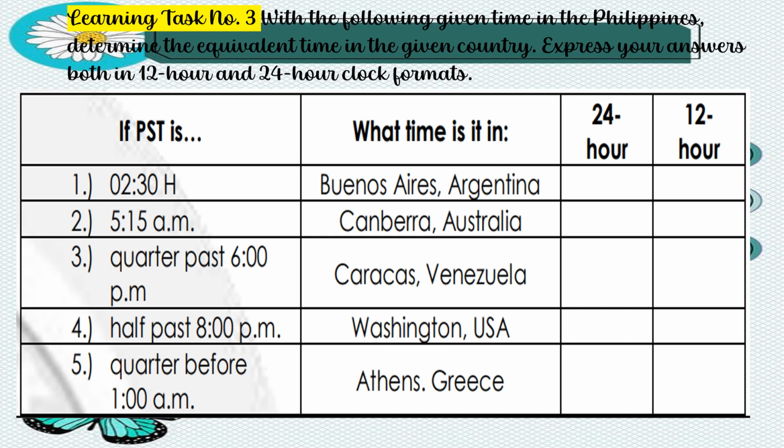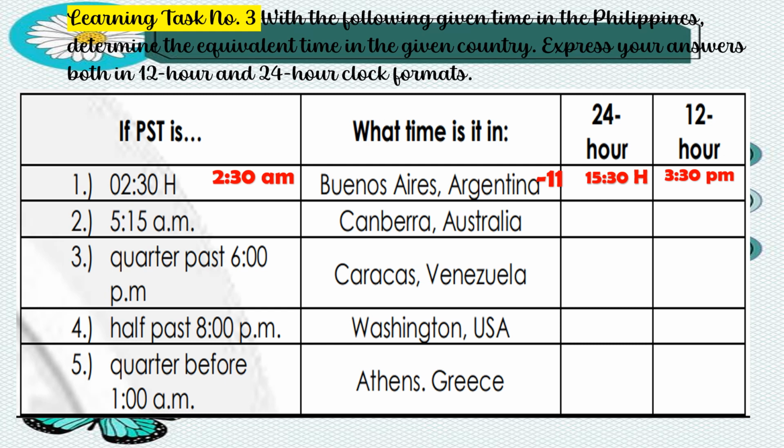So what we are going to do is we will express our answers both in 12-hour and 24-hour clock formats. Okay, so let us now answer number 1. So in number 1, the Philippine Standard Time is 2:30 a.m. So that means yung 230 hours is equivalent to 2:30 a.m. Now, for Buenos Aires, Argentina, so they are behind 11 hours. No, ibig sabihin, babalik tayo kung mula sa 2:30 a.m., babalikan natin yon, backwards tayo ng 11 hours. So, in 12 hour, that is 3:30 p.m. And then for 24 hour, that is 1,530 hours.